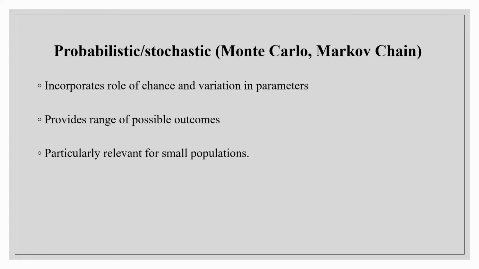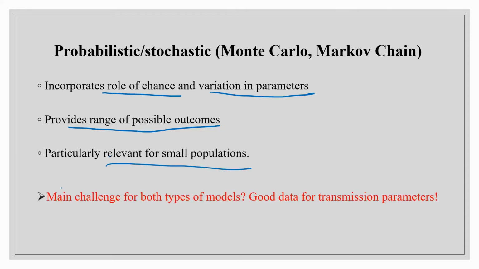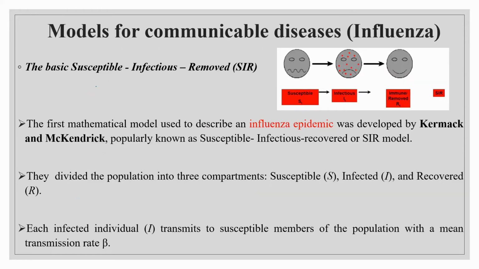Now if we talk about probabilistic, or you can say stochastic models, they incorporate the role of chance and variations in the parameters. They provide the whole range of possible outcomes, and are relevant for small populations only. If we see both of these models, the main challenge is getting good data for fitting the parameters. If we get good data, then we can estimate the parameters, and we could have good future predictions about the epidemic or outbreaks. Now we will see how to formulate the epidemic models.